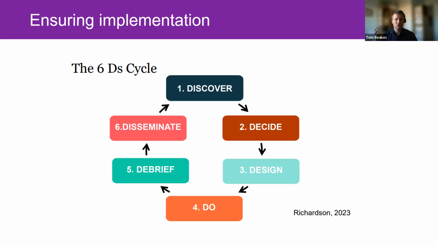I think it's really important to move beyond that inset model of doing CPD. And here's a possible model that might help you. Again, this comes from my colleague Silvana, and she calls it the 6 Ds cycle. As you can see, it's discover, decide, design, do, debrief, and disseminate. I thought the best way to illustrate that would be to go through a quick, brief case study with you to show what that might look like.